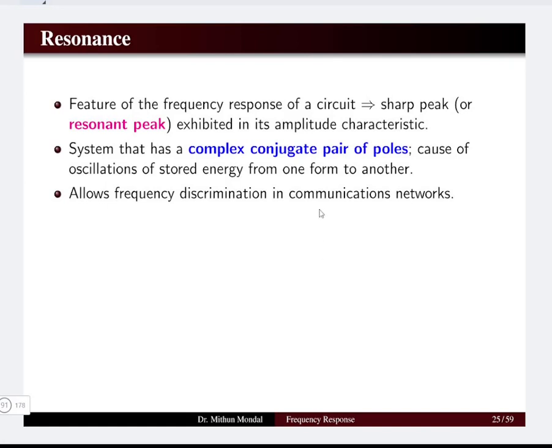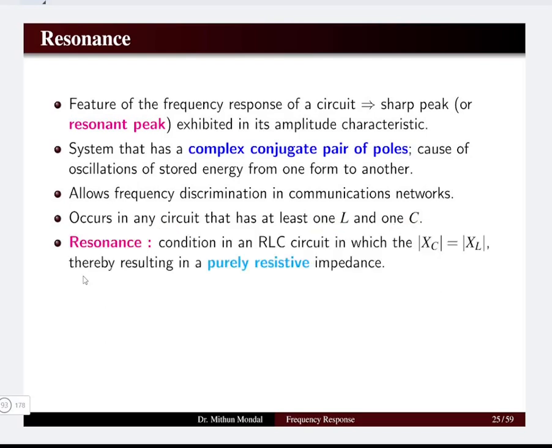Generally, in communication networks, we are required to discriminate frequencies, so that we eliminate some frequencies and take some other frequency components. So we should have at least one inductor and one capacitor in combination to get a circuit which is known as the resonant circuit. So at least one inductor and one capacitor should be present in the network.